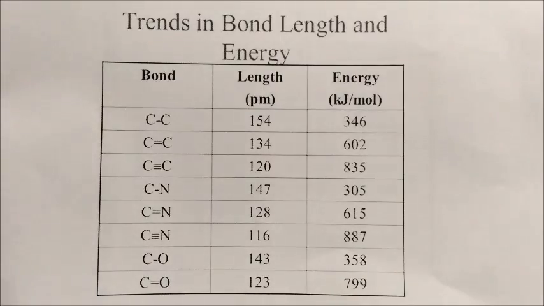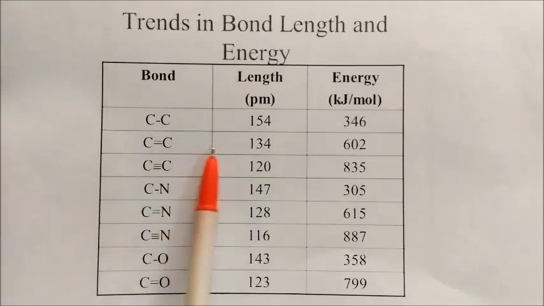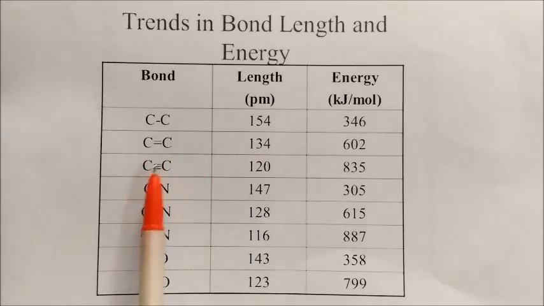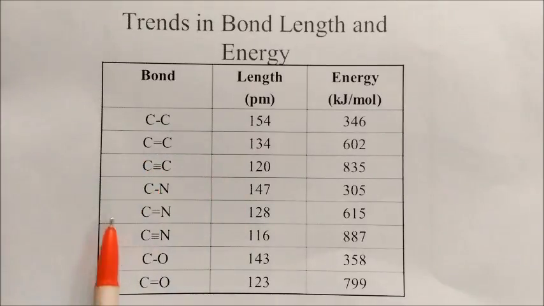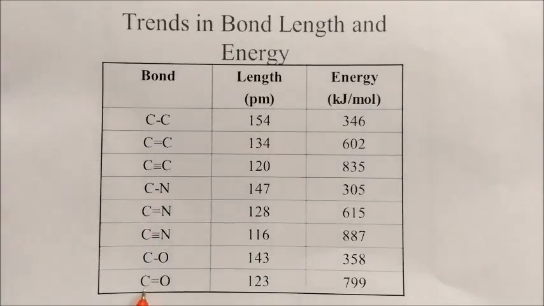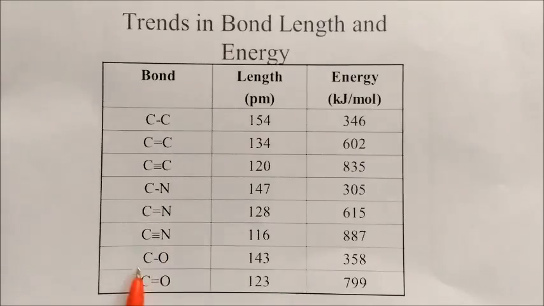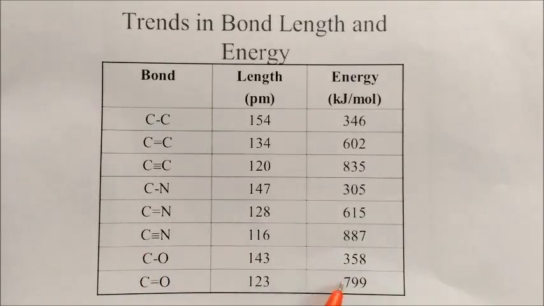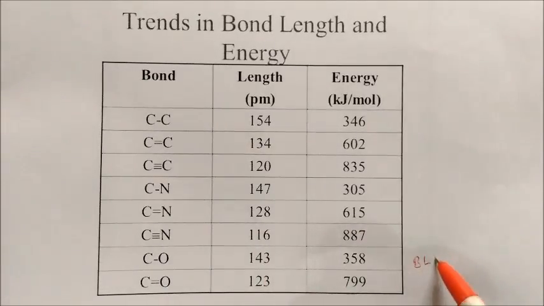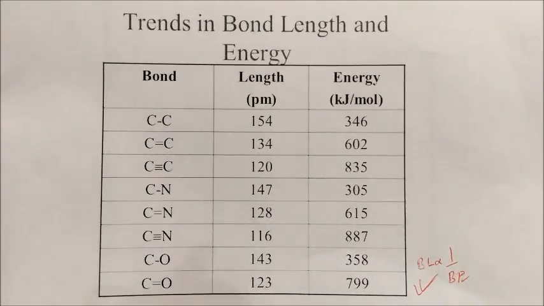So this is the trends in bond length and bond energy. We can compare bond length and energy both together. Carbon-carbon, carbon-hydrogen, carbon-carbon single bond, double bond, triple bond. Similarly for C-N, double bond and triple bond. Similarly for C-O. So how you can see the trends: length is decreasing when these types change, and bond energy is increasing. So this is inversely proportional. Bond length is inversely proportional to bond energy. You can easily predict.